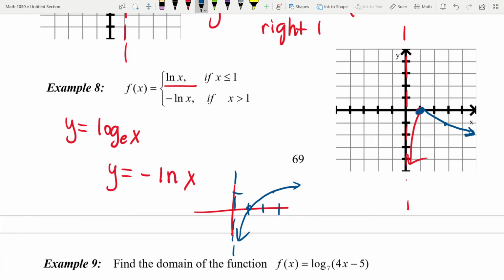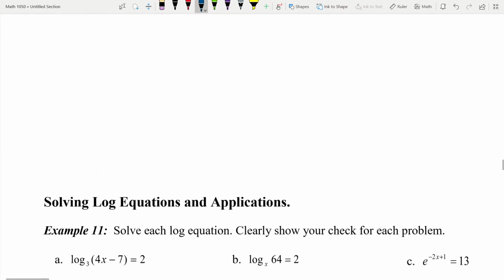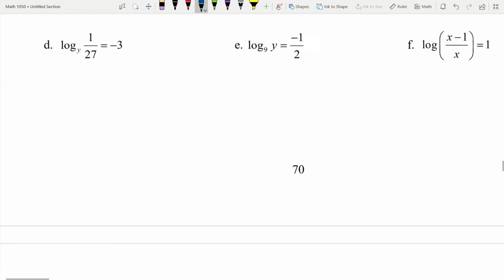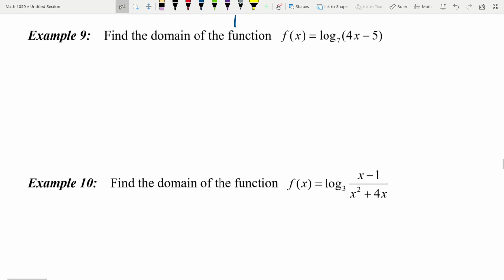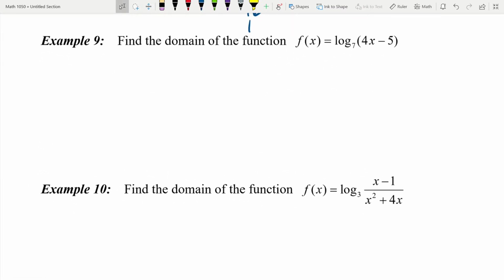Let's see. Okay, good. Question 9 and 10. This is kind of long, isn't it? Question 9 and 10 has caused problems. Okay? Yes?